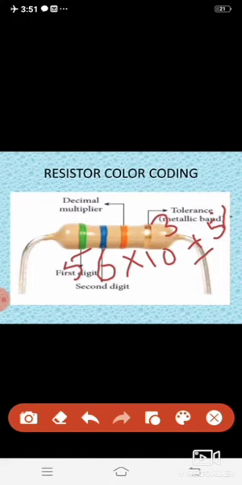Okay students, so it has the value 56, and 10 power 3 means it can be written as kilo ohm, plus or minus 5%, the tolerance value.